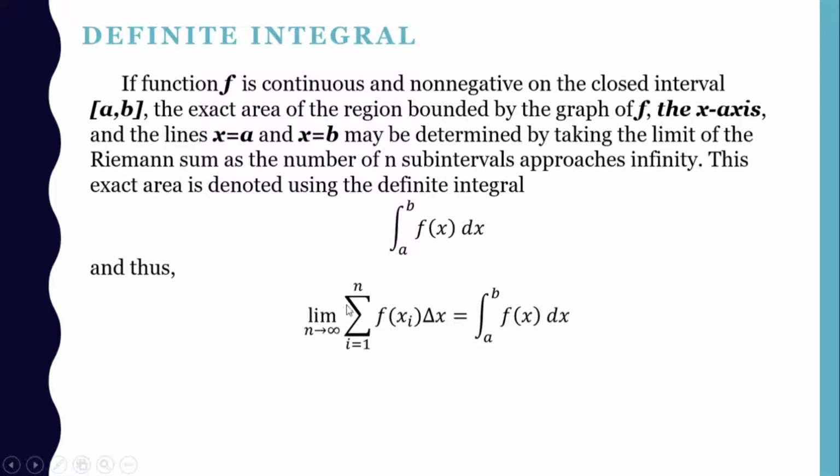So take note that as the number of rectangles, which is represented by n, approaches infinity, the error in approximating the area under the curve becomes less and less, such that there will be a time that there is no error anymore and the answer that you will get is the actual area under the curve. So this Riemann sum is now equal to the definite integral.